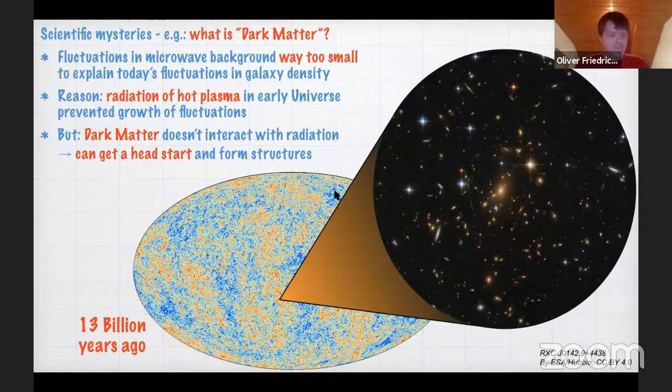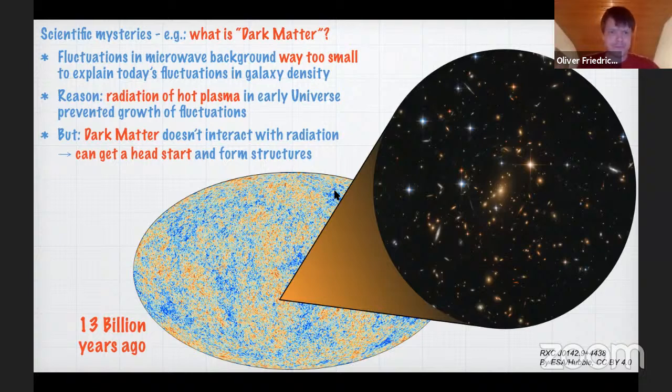Now, the question is, or what you might ask yourselves is, given such a comparison, measuring the amplitude of fluctuations in the early universe and the late universe, what does this kind of comparison tell us? Or what are the scientific mysteries that we are trying to uncover with this? And I'm just mentioning one big thing here, which is what is the so-called dark matter?